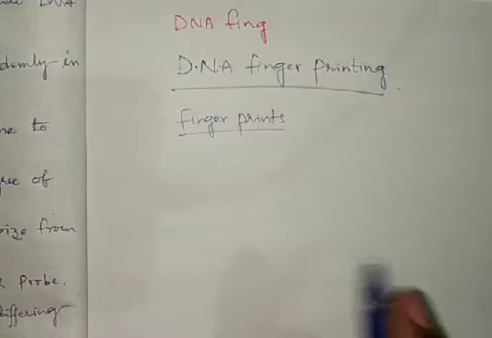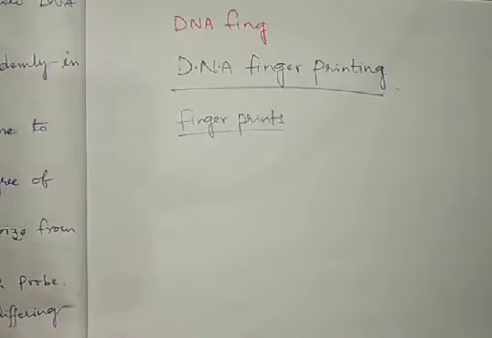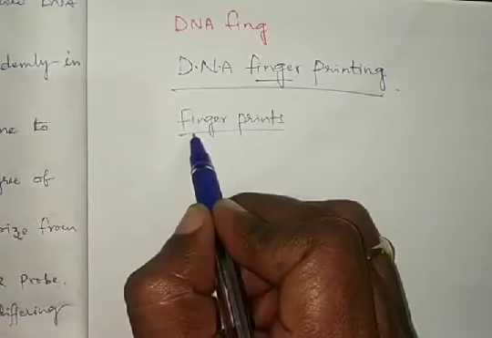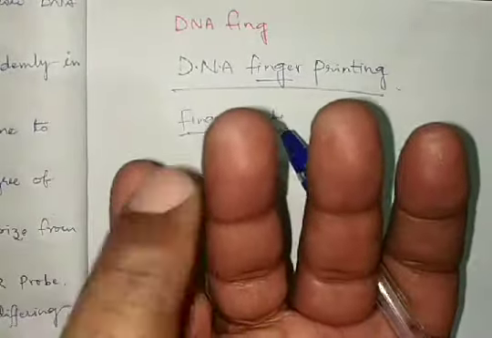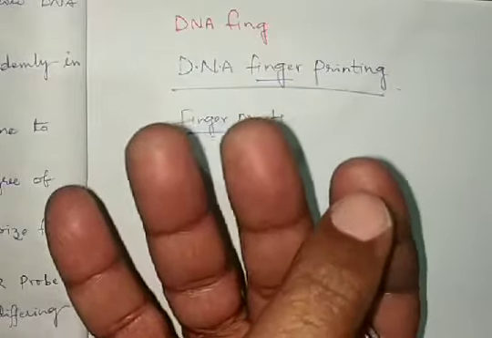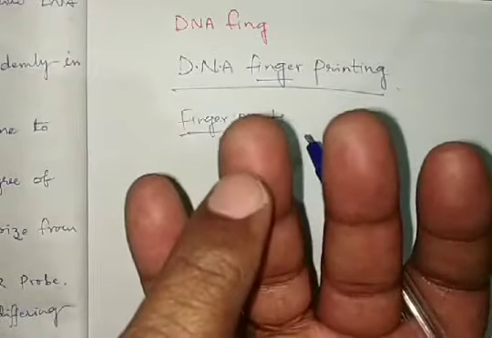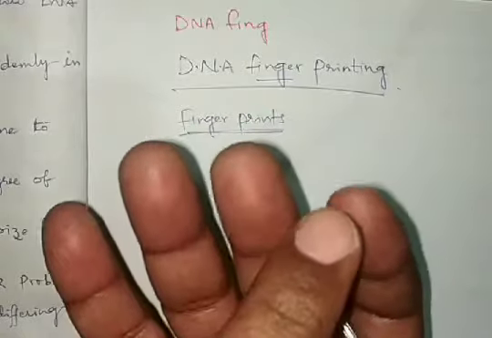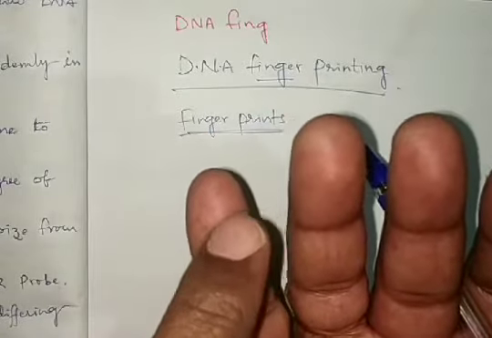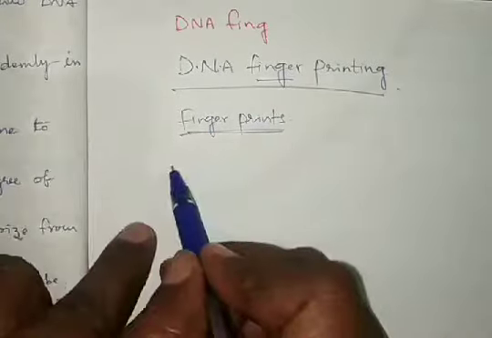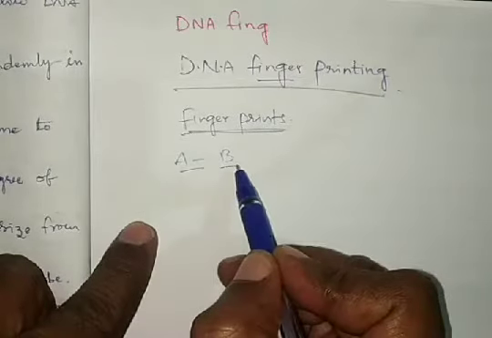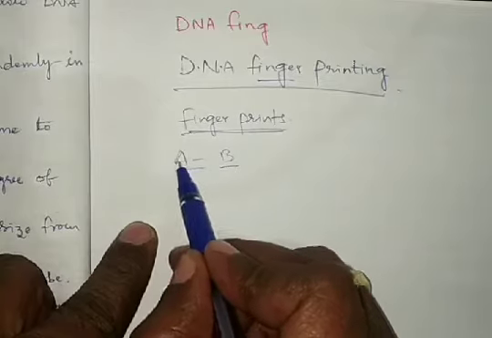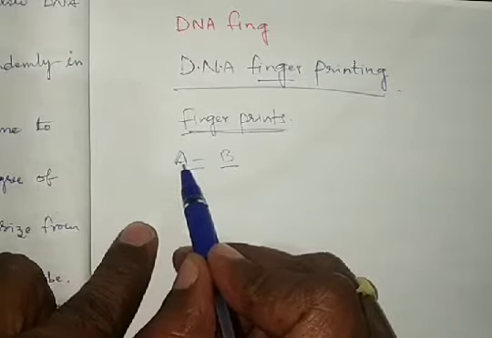Today's topic is DNA fingerprinting. First, the fingerprint. Fingerprints are impressions present on the tips of the fingers. These impressions are not similar in all people. If we compare the fingerprints of person A with person B, they show differences. The impressions are different from A to B.